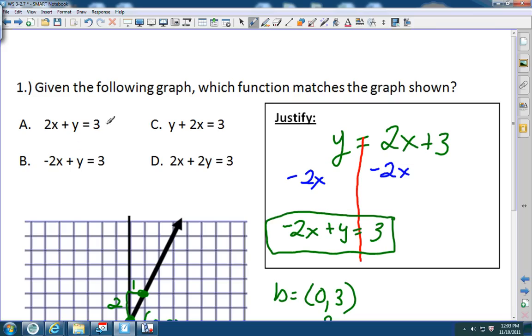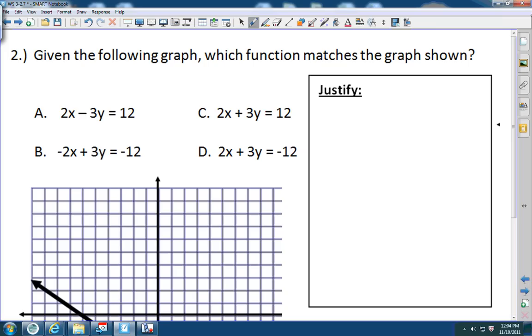Are any of these written that way? Sure enough, there's my answer. Now, I think your worksheets are labeled with the wrong letters. I think it says like CD, CD or something. Okay, look and see. It should be the one on the left that says negative 2x plus y equals 3. Okay? Let's go to the next one and try and figure out the next one.